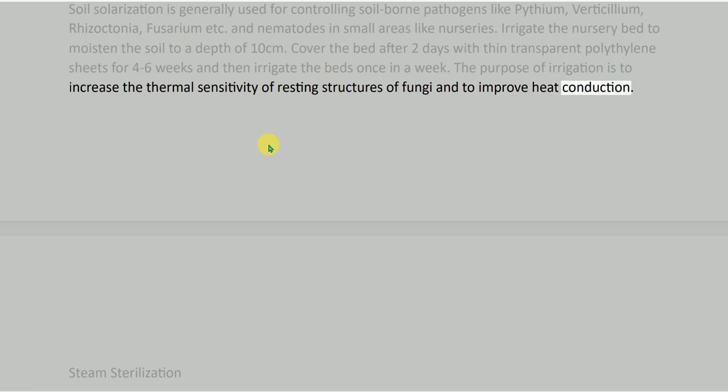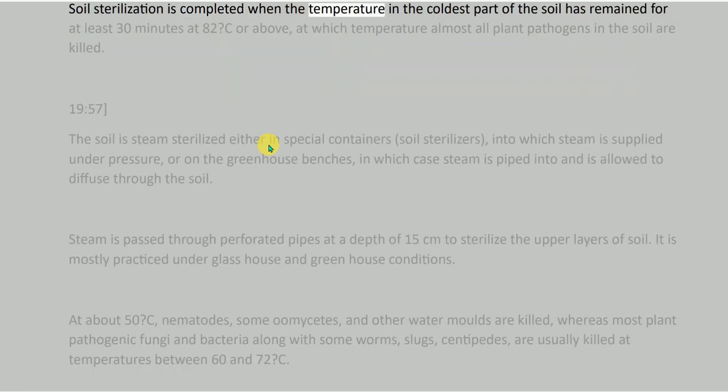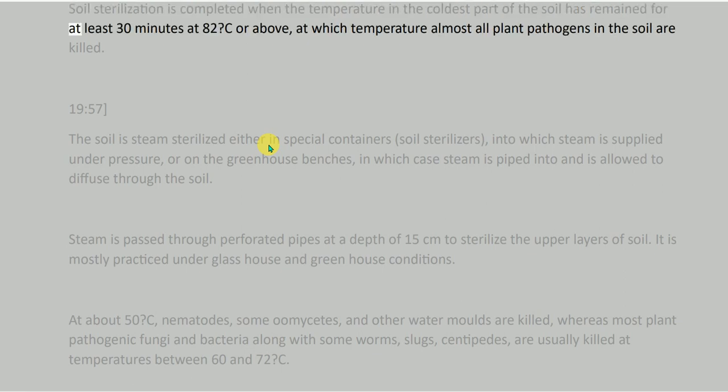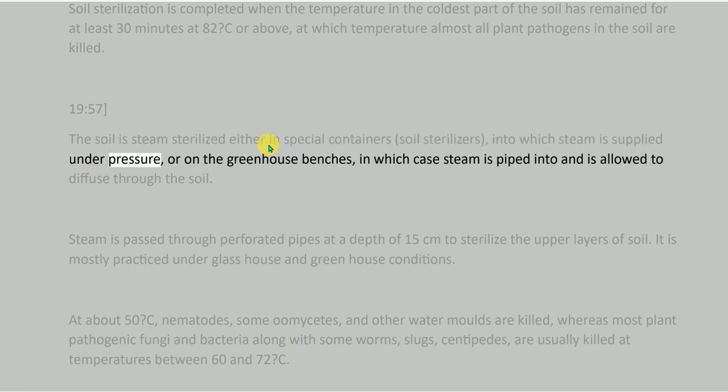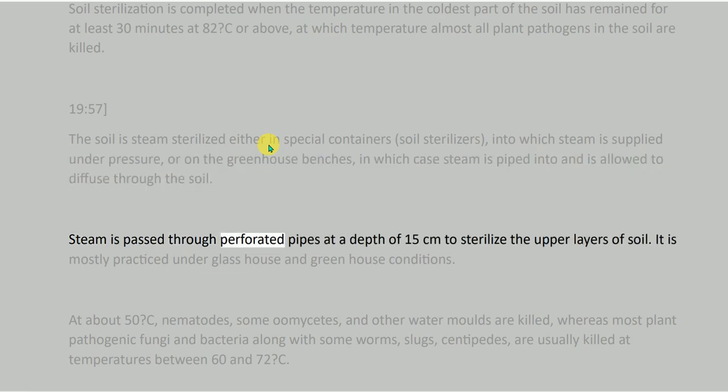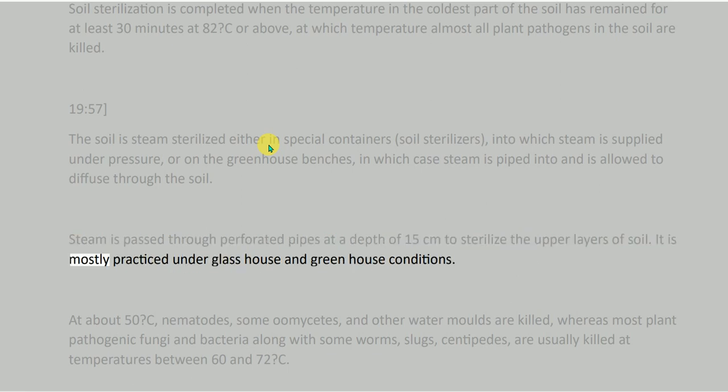Steam sterilization. Soil sterilization is completed when the temperature in the coldest part of the soil has remained for at least 30 minutes at 82°C or above, at which temperature almost all plant pathogens in the soil are killed. The soil is steam sterilized either in special containers, soil sterilizers, into which steam is supplied under pressure, or on the greenhouse benches, in which case steam is piped into and allowed to diffuse through the soil. Steam is passed through perforated pipes at a depth of 15 centimeters to sterilize the upper layers of soil. It is mostly practiced under glasshouse and greenhouse conditions.